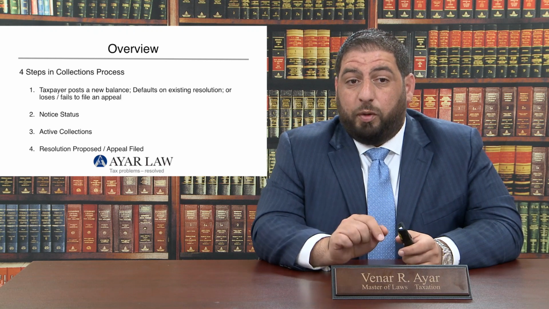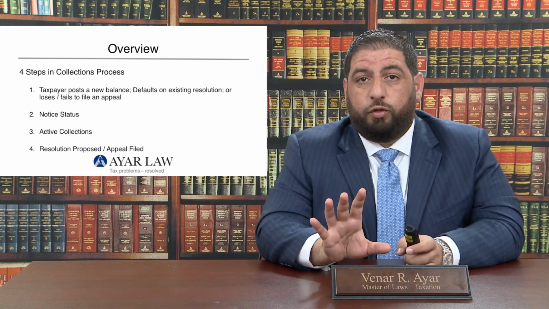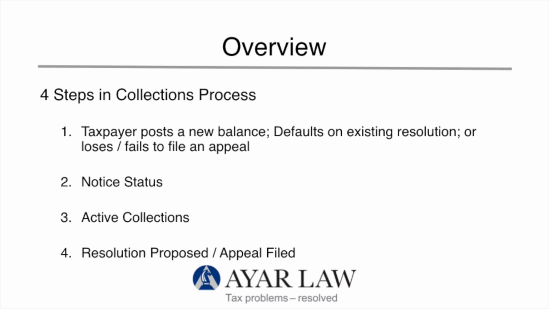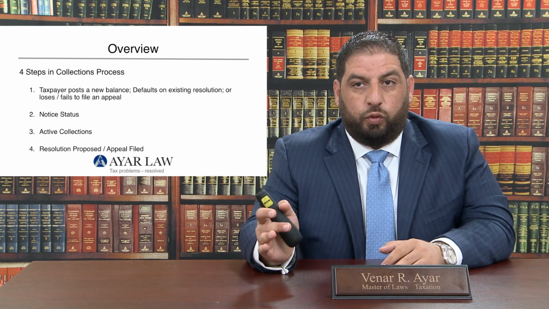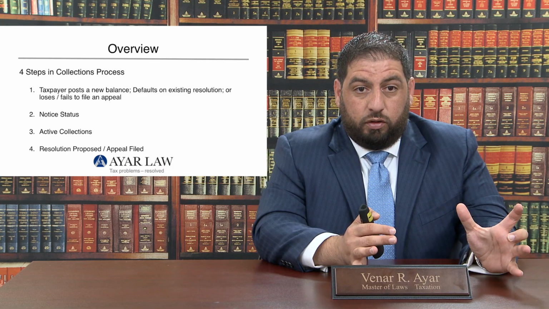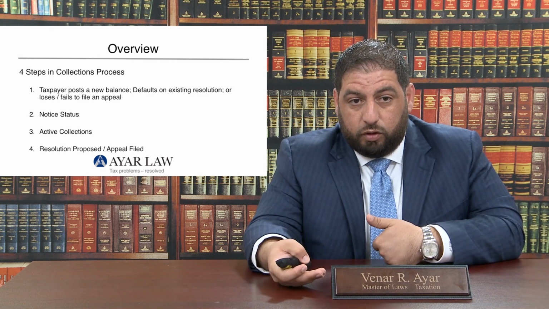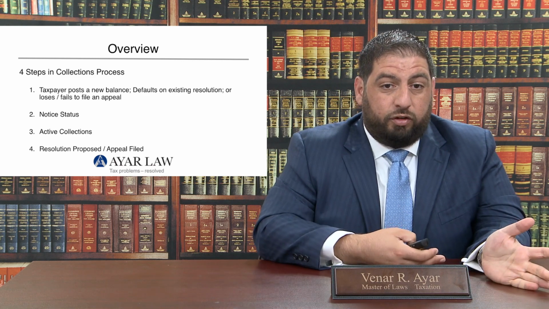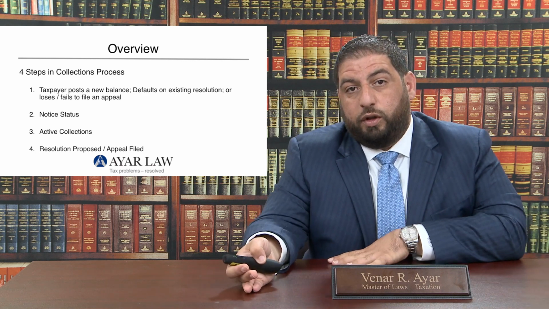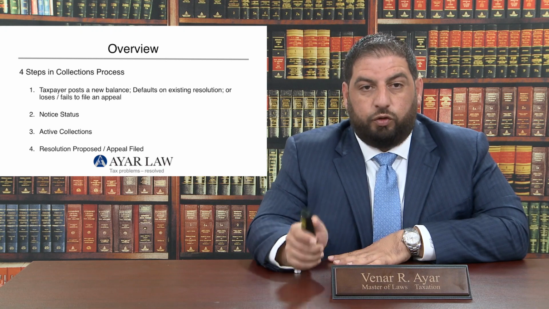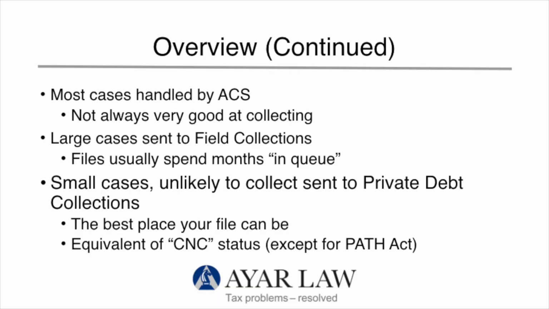So in the collections department, there are 4 steps. Here's an overview of how a case would work through the collections department. Step 1 is the taxpayer will post a new balance, or they'll default on an existing resolution, or they'll lose an appeal or fail to file an appeal. Okay, so that's where the problem starts and originates. You owe the money. And then there's a notice status where they send you a series of letters. And then there's what's called active collections. And then you'd be in the pending resolution or the appeal stage. Those are the 4 different stages of a collection case.